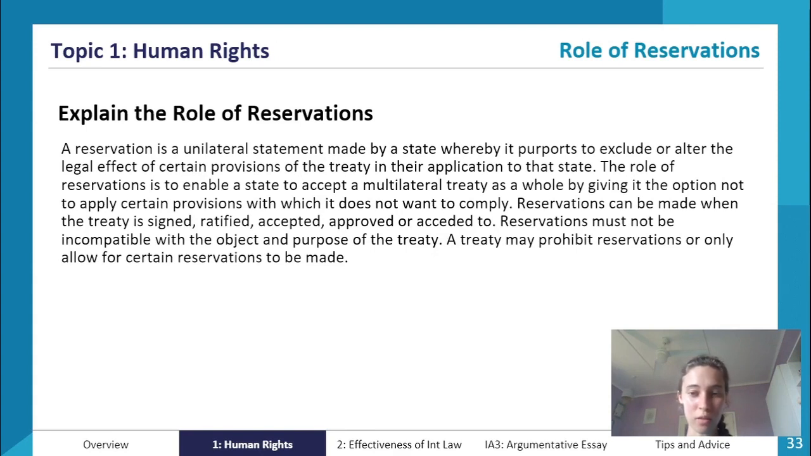There are some restrictions, so it must not be incompatible with the object and purpose of the treaty. It can't be totally unreasonable. If the treaty is wanting to protect, for example, education, then your reservation can't be totally against that idea of the right to education. And then a treaty can actually prohibit reservations or only allow for certain ones. So it's definitely not just a pick and choose situation. There is a lot of structure involved in reservations.